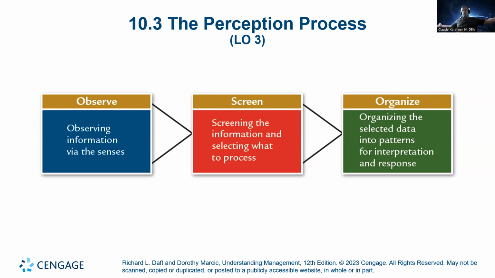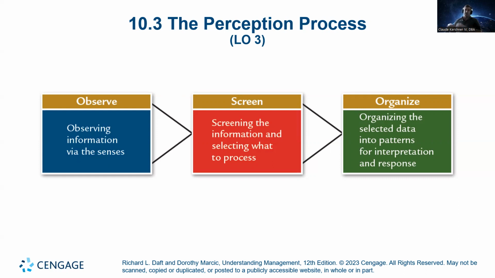So the perception process, what happens is that we observe something, then we screen it, and then we organize it. When we observe something, we're just looking around in our environment, observing information in the scenes that we have. Then we screen it, with the information of the selecting process. Like what are we seeing? How are we seeing it? And then we organize it. And the organizing is where everyone does it a little bit differently.